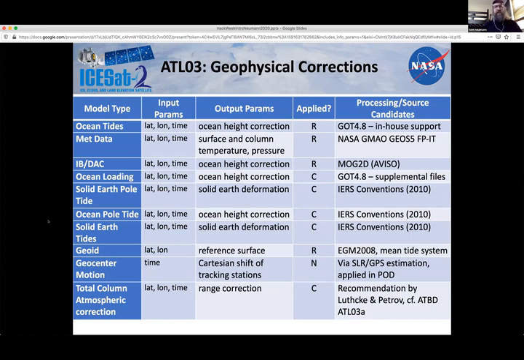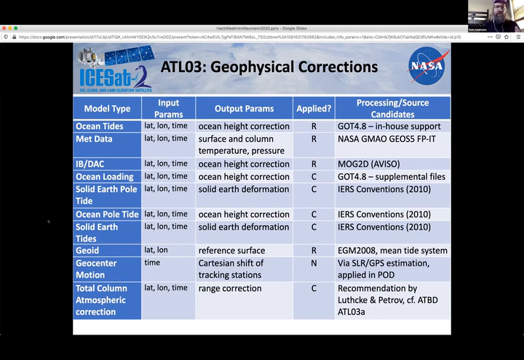Here's a handy go-to table. The different corrections are here in the first column, the input parameters that we use, the output parameters that come out of that part of the algorithm, and whether a value is applied as a reference value indicated by the R, or whether it's a correction applied on the product. Naturally, we went back and forth quite a lot with the science team and the higher level data product leads to select these and to apply them in an easy way.